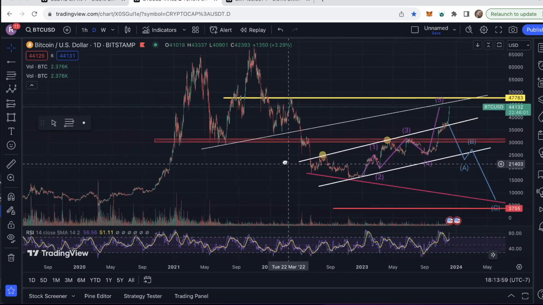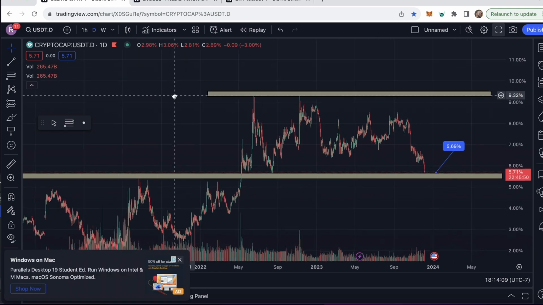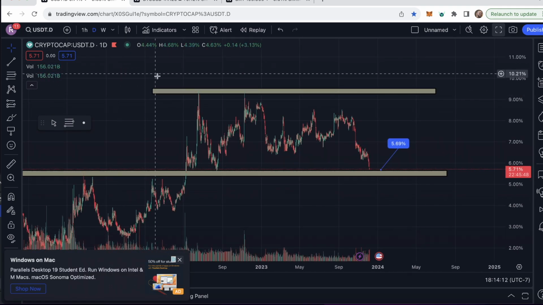That being said, we are getting closer to this point, and that's going to be almost close to the area where it's going to have a correlation with USDT dominance.